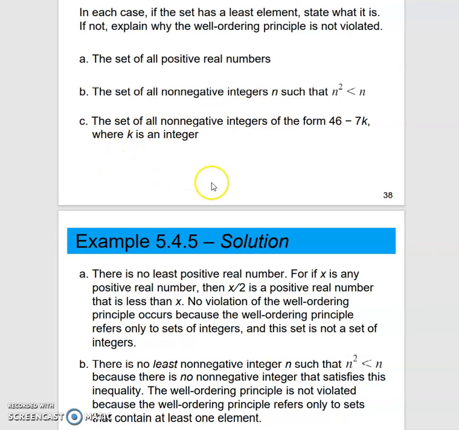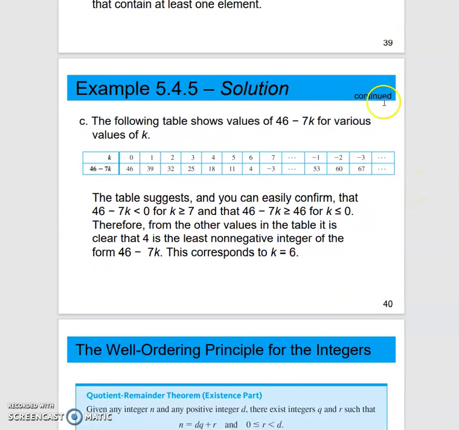Our last one, once again, let's deal with non-negative integers, but only those of the form 46 minus 7k, where k is an integer. And here, let's throw out a couple values so you can see we're starting from 0 to k. We've got a couple negatives in there so you can see what the actual value is. And do I have a smallest one? Yes, I do. It is 4. I can look at that list pretty easily.